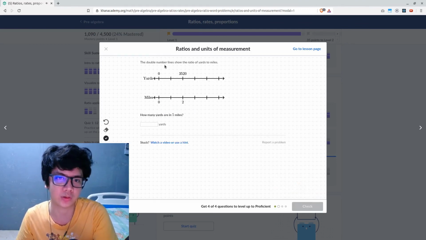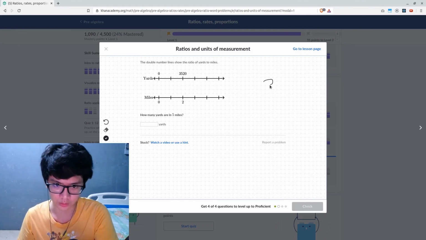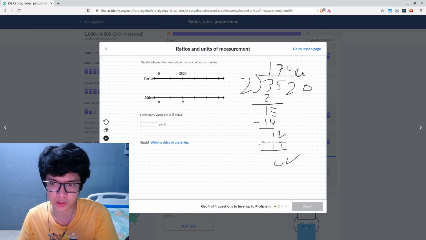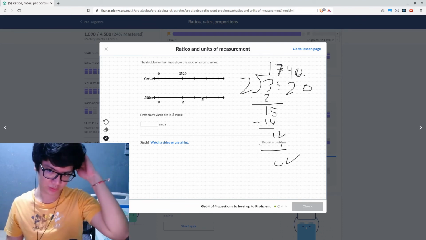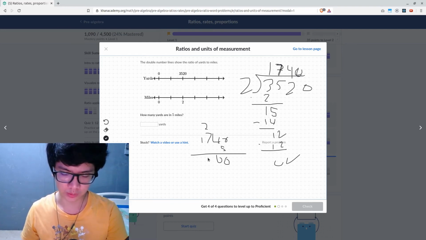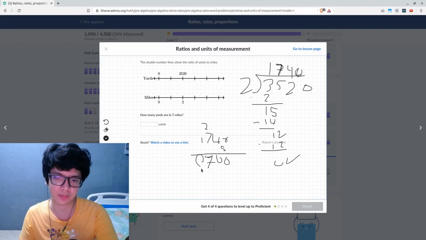The double number line shows the ratio of yards to miles. Alright, so we just have to divide 520 by 2, and you get like 2, 1, 15, 7, 14, 1, 12, 4, 0, 0. Oh my god, what's this number? This is 7, right? So 1, 7, 4, 0, 20, 37, 37, 5, 35, 8, 7.